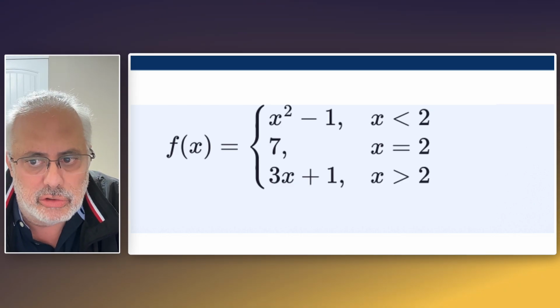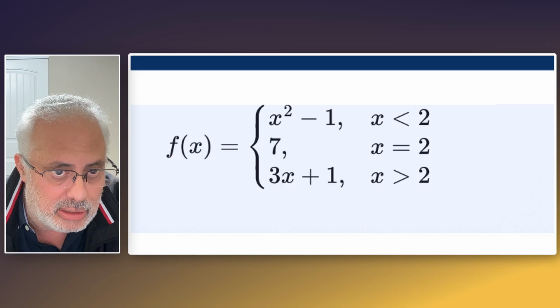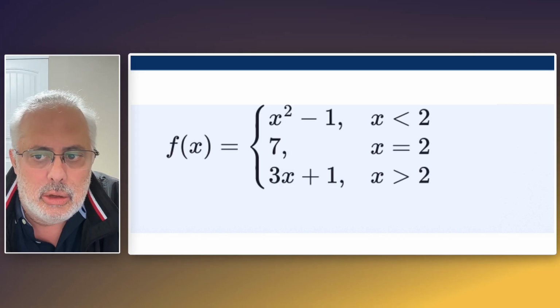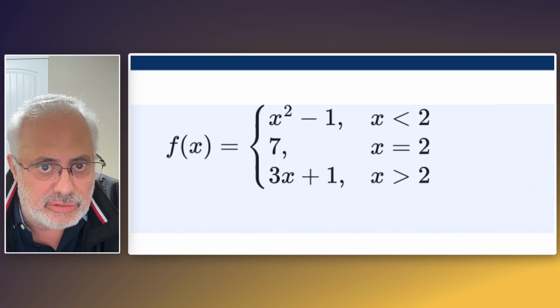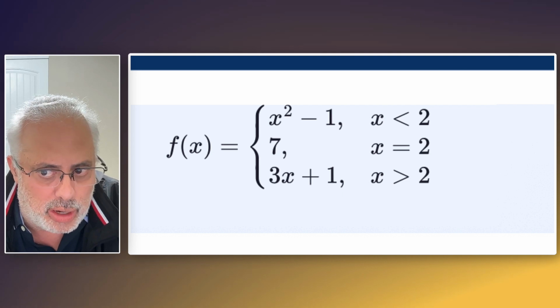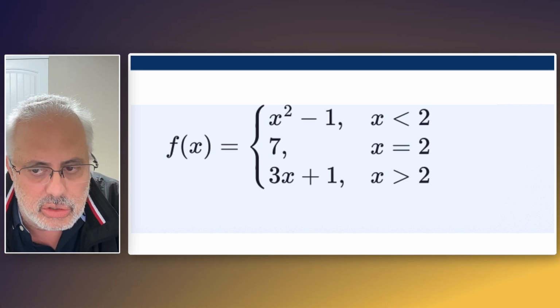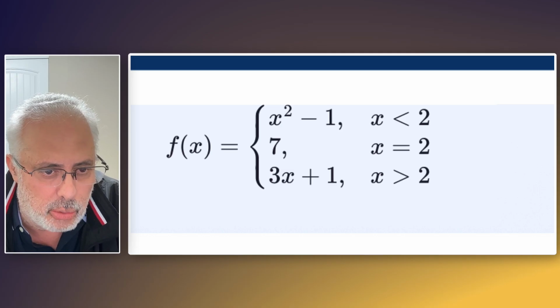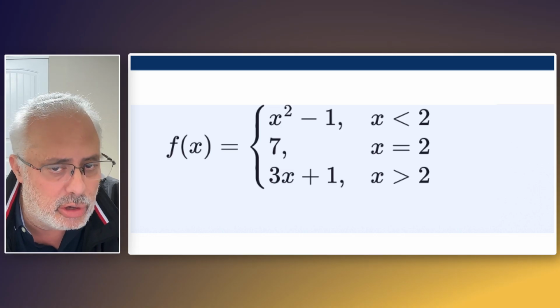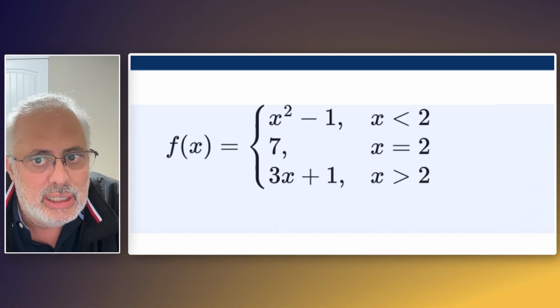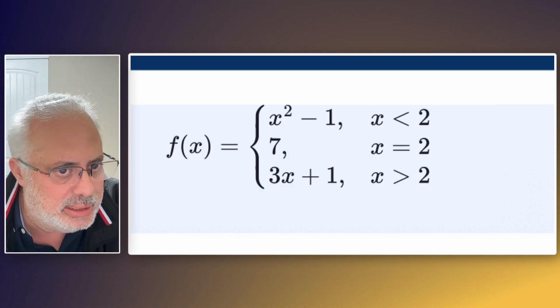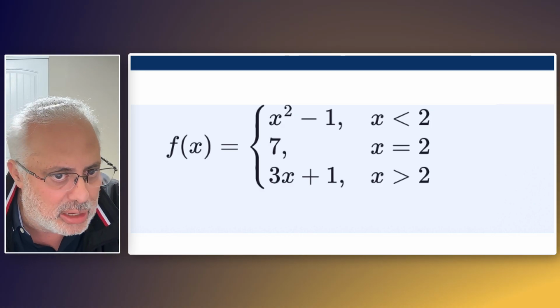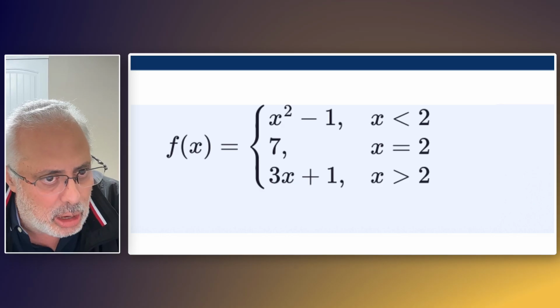And we have the function equals 7, a horizontal line, when x is equal to 2. And finally, we have a linear function, 3x plus 1, when the x values are greater than 2. This is what we call a piecewise function, and this is what we call "does the limit exist?" This is a classic question in the AP exam for Calculus AP. Let's see how we can do it.